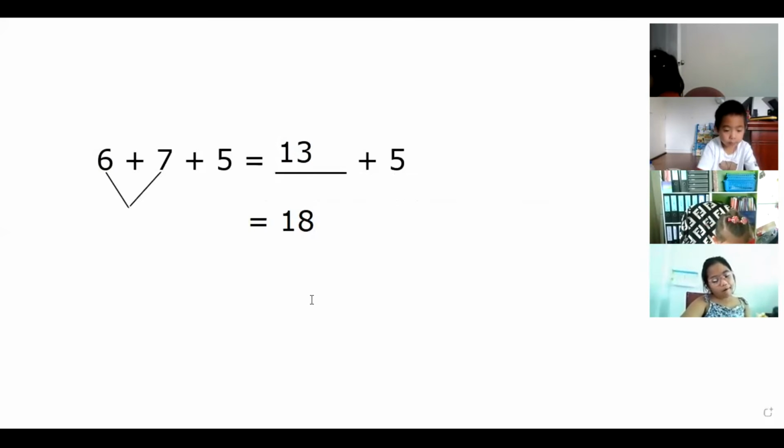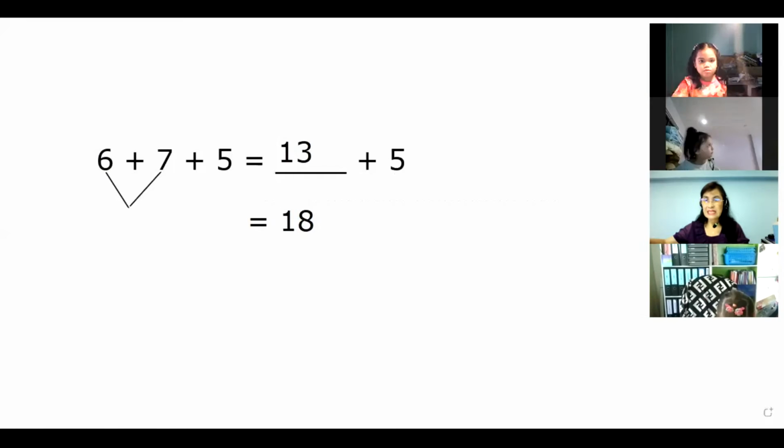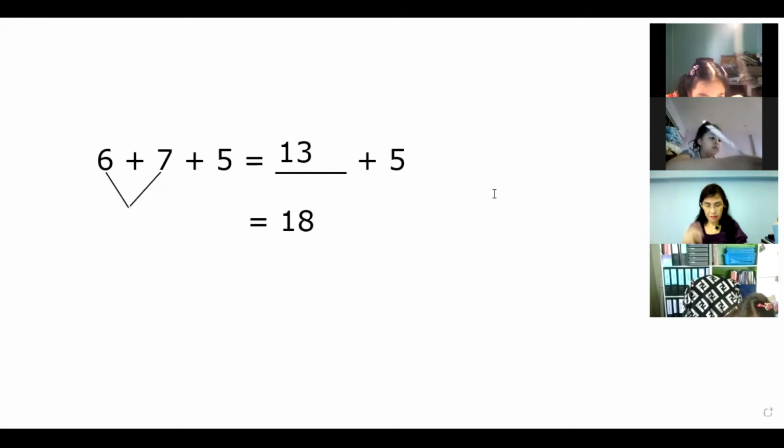Okay, so that is how you are going to answer on page 65 of your book. You do not answer them all together. You put together the first two numbers. Okay? You put them together so that you will just be adding two numbers.